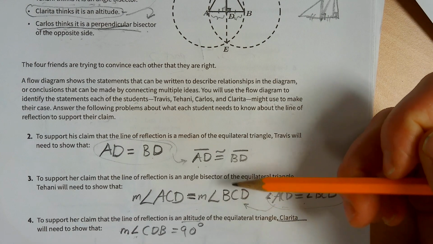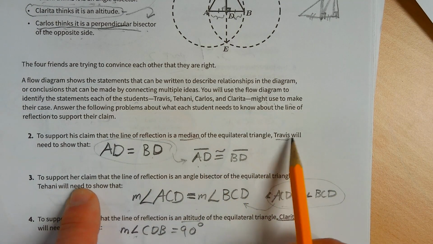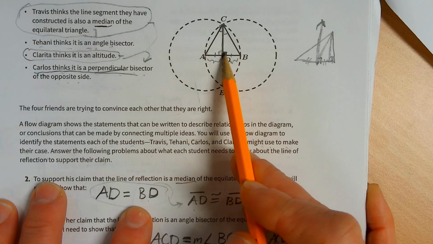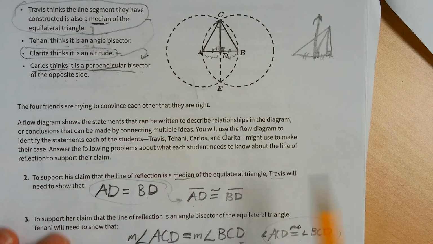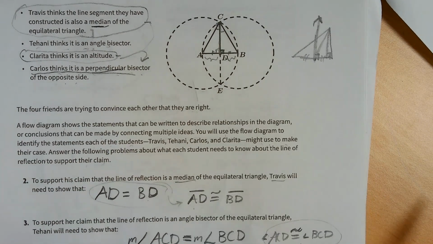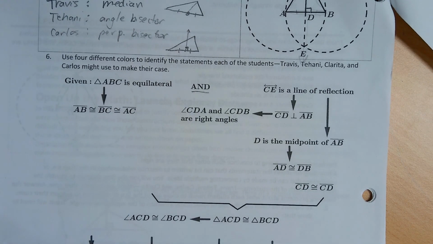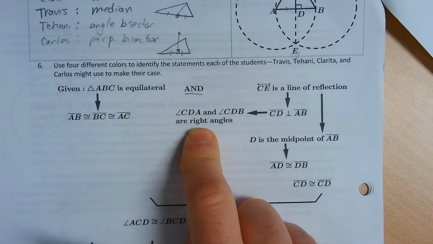Travis, where you at, man? Median, Travis. He will need to show that it hits in the center of this side, and so he'll need to show these are equal to each other. Okay, let's just do those two and we'll come back. Yoink. What did Clarita have to show again? Oh yeah, that they're right angles.